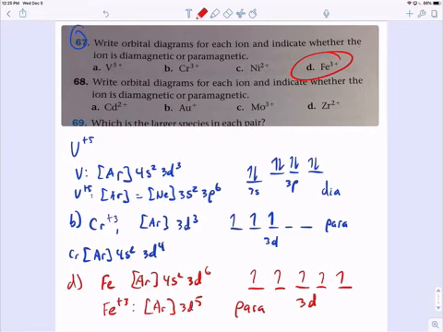Why is it like 4s, 3d? You have to memorize the 4s. Scandium is the 3d. Yep, you got it.